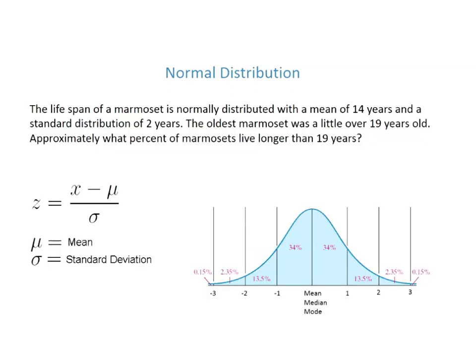So now let's see how we can use the table in a problem. The lifespan of a marmoset is normally distributed with a mean of 14 years old and a standard deviation of 2. Let's stop right there. Let's fill those values in on our chart. So a mean of 14 and a standard, oh, that's supposed to say standard deviation. So make that change. Standard deviation of 2 years.